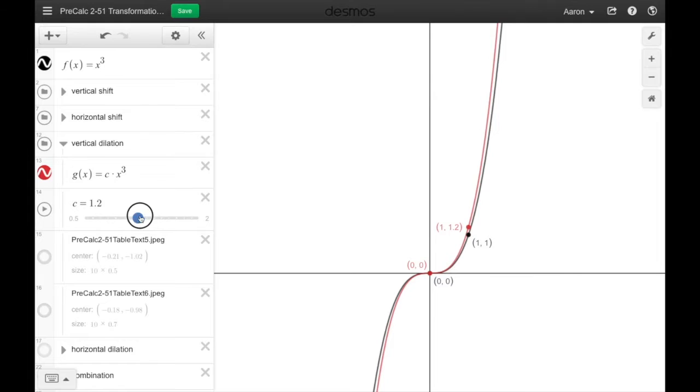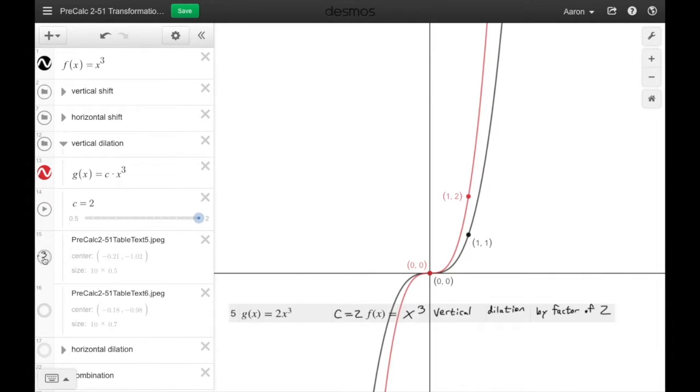And so what happens when we take this c value and make it 2? All of a sudden, the y values have been doubled. This one stays the same. 0 times 2 is still 0, but 1 doubled, 1 times 2, is now 2. And so we can say that the c value is 2, and the parent function is x cubed. This is a vertical dilation by a factor of 2.